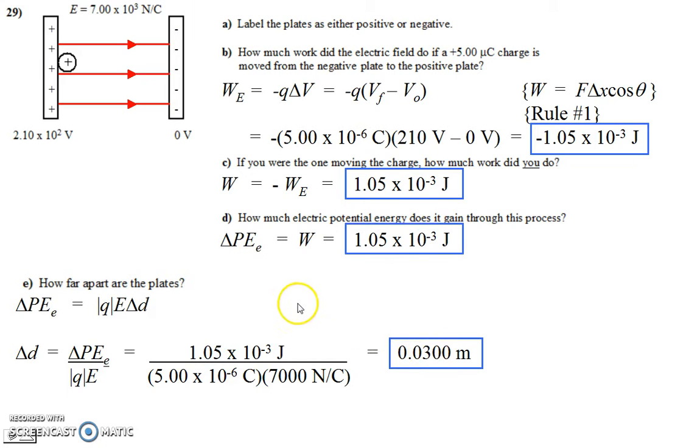Okay? And that's a typical sort of number. That's 3 centimeters. And very often in these systems, and these, by the way, are describing real systems used in actual laboratories, often the plates creating the field are pretty close to each other. So 3 centimeters, that's a typical sort of number, even for a very large field of 7,000 newtons per coulomb. Letter F, what will the charge do if you let it go?